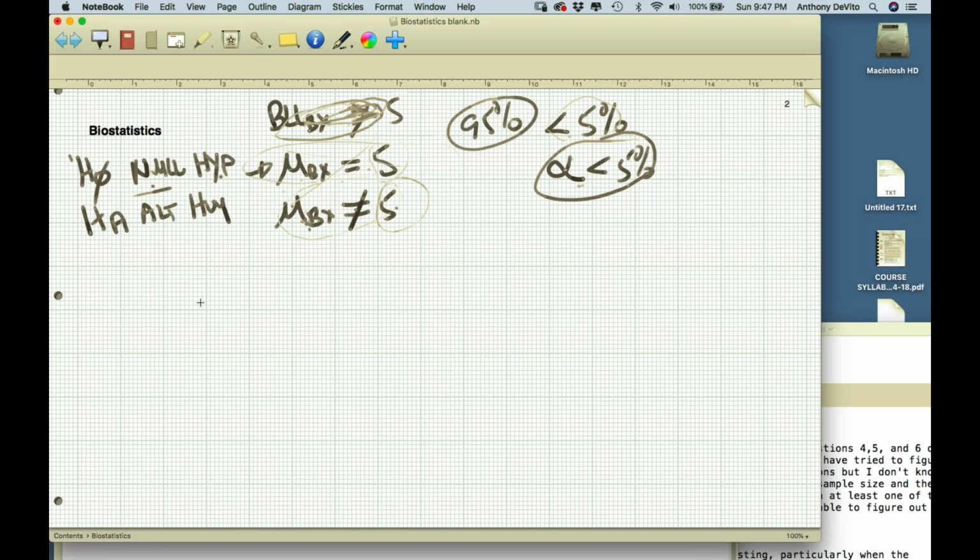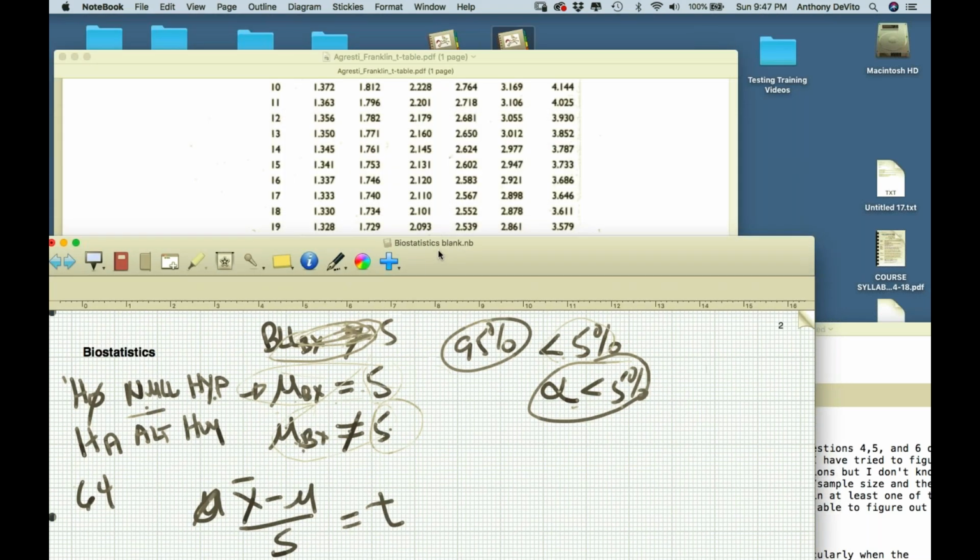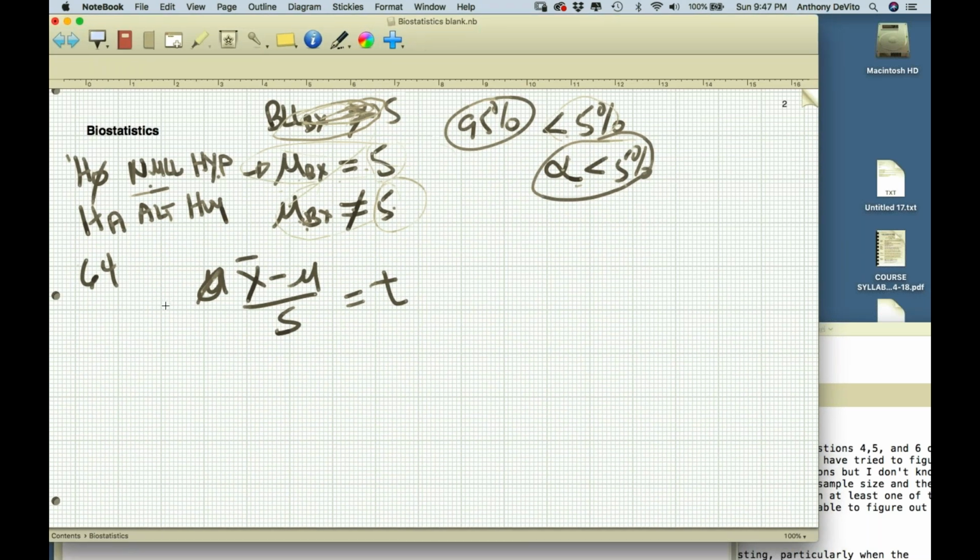And we're going to do exactly what we did before. X bar minus mu over the standard error is equal to our t-score, our t-value, because it's only a sample size of 64. Except this time, I'm going to say X bar is equal to 4.8 in this case. So let's see what happens now. X bar was 4.8 minus 5 over our standard error.